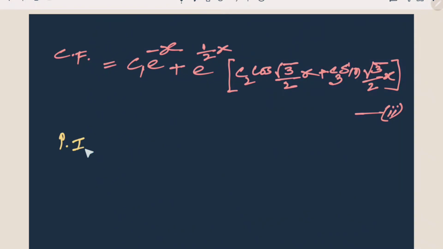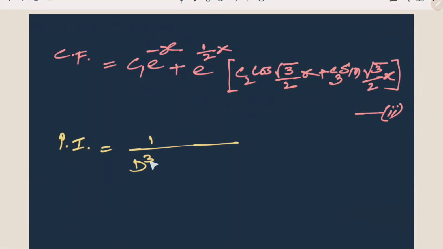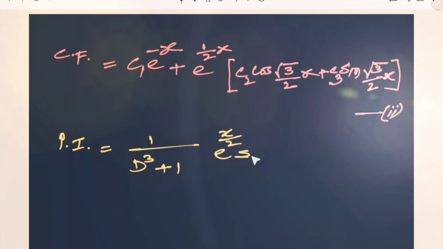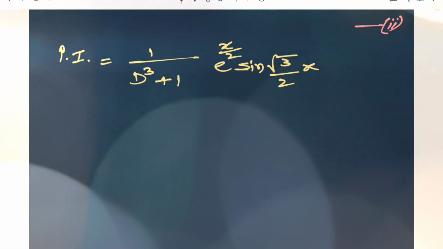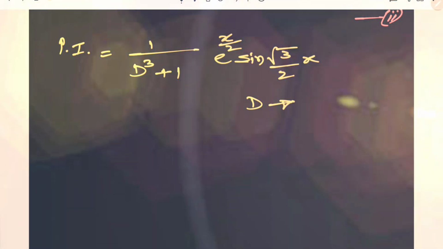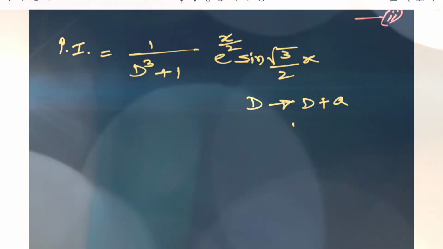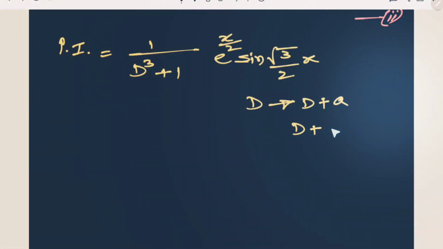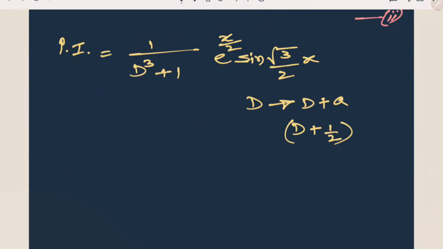Then in the next part we have to obtain the value of PI by the inverse operator technique, 1 upon f of D. F of D is here D cube plus 1, which we have to operate on e raised to x by 2 sine of square root of 3 divided by 2 x. As it is in the form of e raised to ax into V, by the shortcut method we have to replace D by D plus a, where a is here 1 by 2. Therefore, replacing D by D plus 1 by 2 throughout. And while writing the next step, we take e raised to x by 2 before the operator.